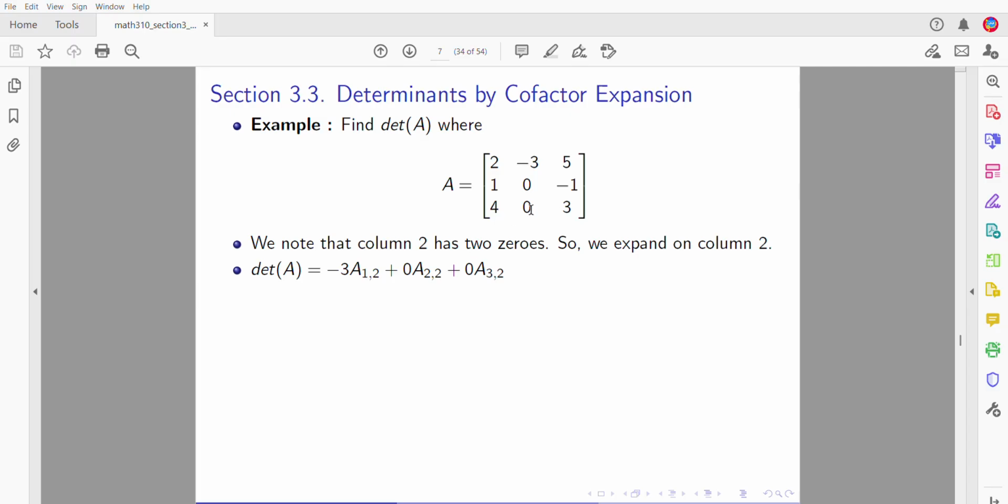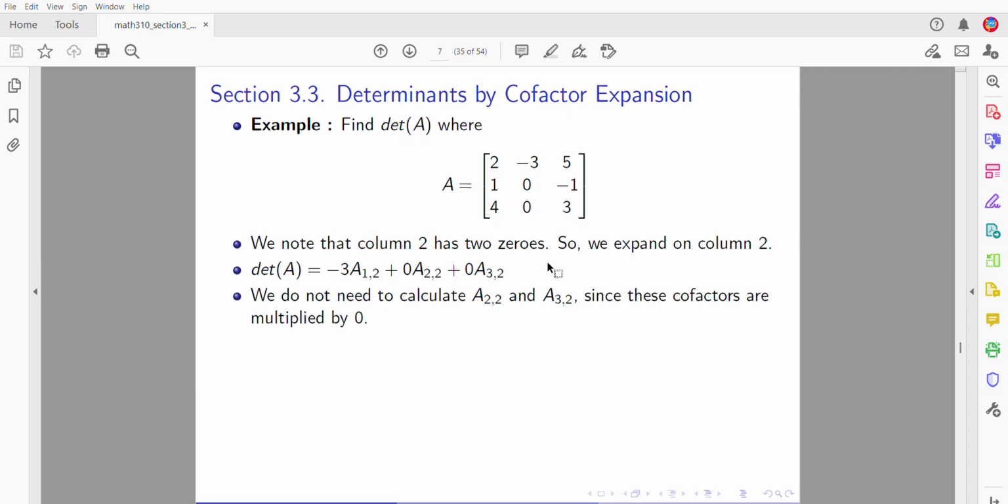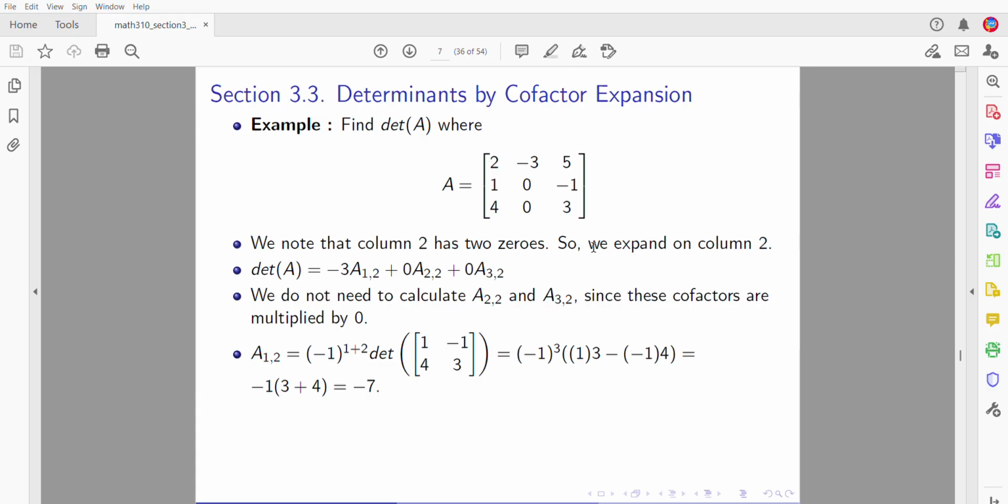So you see, A22 and A32 are cofactors. No matter what calculations you get, you're going to multiply by 0, so you don't need to calculate these. Okay? We do not need to calculate A22 and A32 since they are being multiplied by 0 anyway. Eventually they are going to be 0. So all we need is A12. What is A12? That's this location.